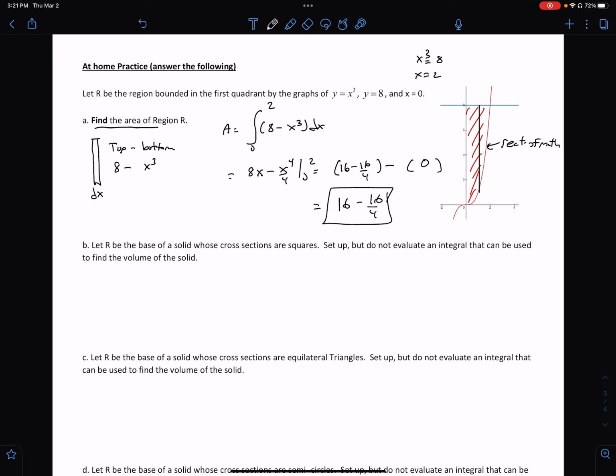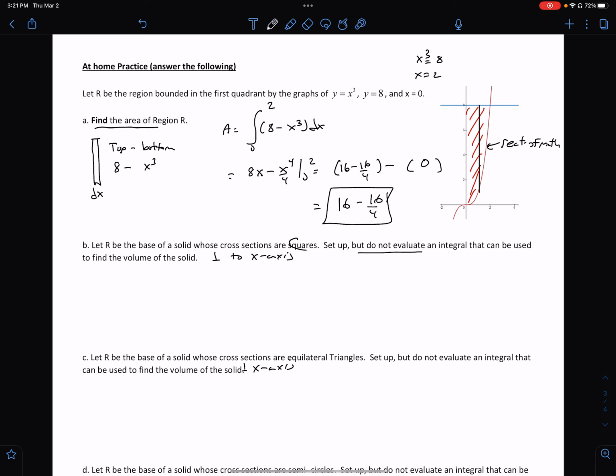All right. Now, part B, this is our new stuff. This is our cross-section stuff. So now it says, let this be a solid whose cross-sections are squares. Now, we're going to be perpendicular to the x-axis in this one. It doesn't say that, but it does have to tell you. So I forgot to do that. So perpendicular to the x-axis. Same thing for part C, perpendicular to the x-axis. Has to be perpendicular. For this one, perpendicular to the y-axis, it gets a little bit tricky, but we'll talk about that tomorrow. So here, set up, oh, my favorite phrase in all of mathematics, do not evaluate, an integral that can be used to find the volume.